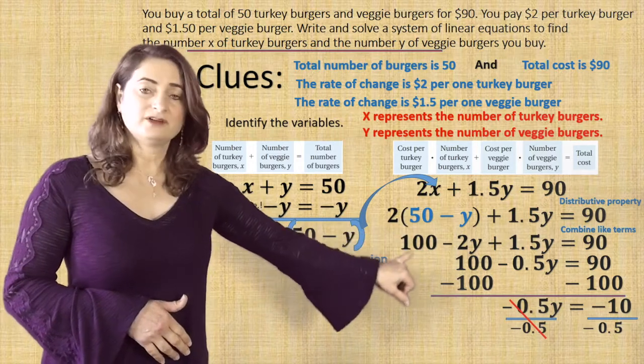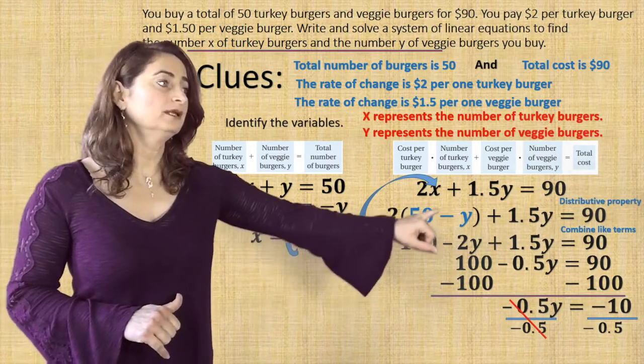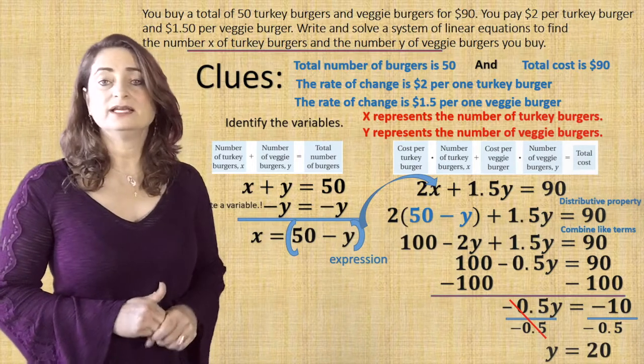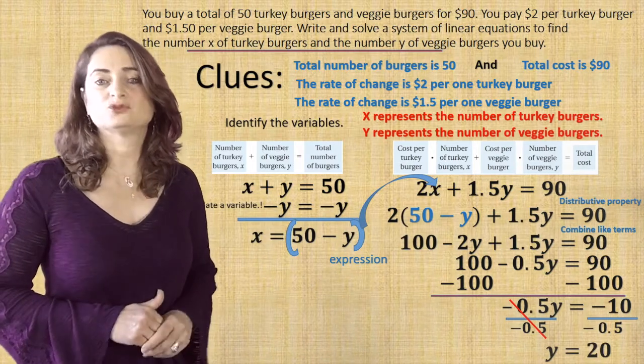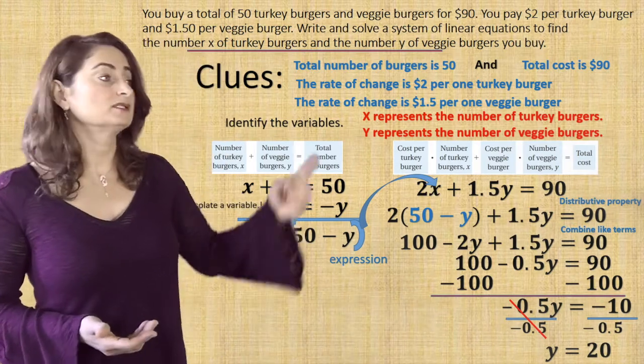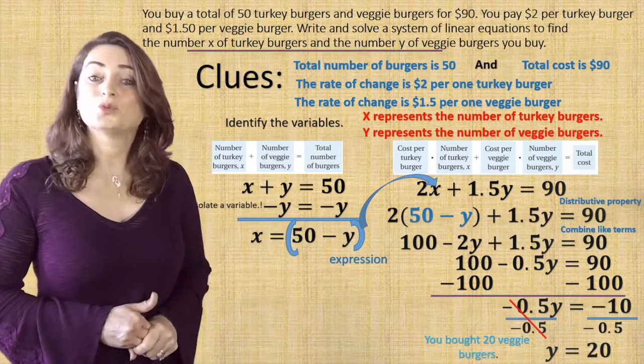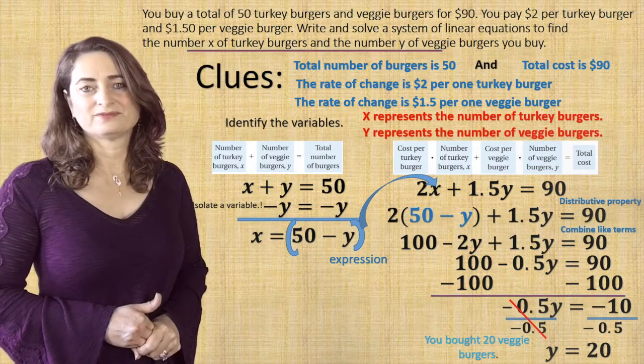Negative 0.5 divided by negative 0.5 is 1, so you bring the y down equal. Negative divided by negative is positive, and 10 divided by half is 20. So what does that 20 mean? Y equals 20. What does that mean? Since y represents the number of veggie burgers, that means you bought 20 veggie burgers.